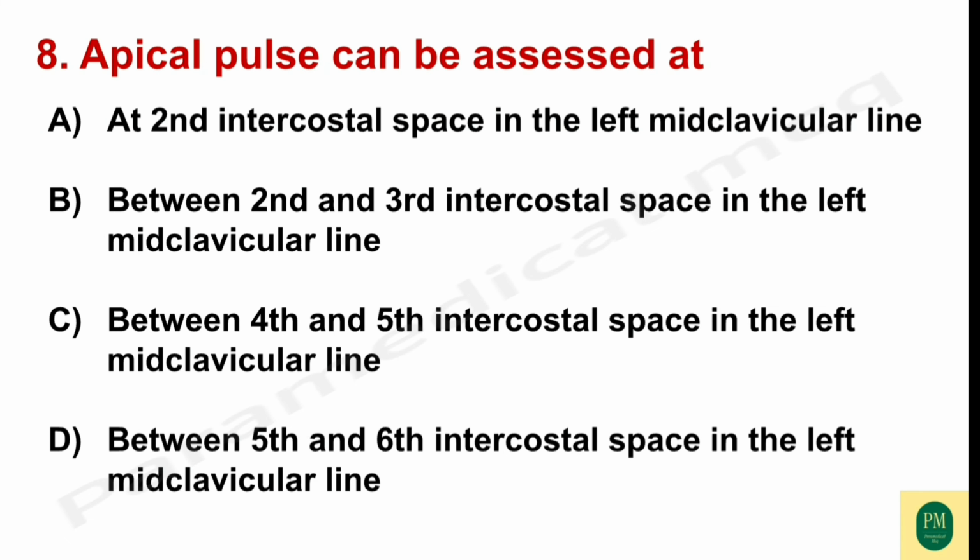Apical pulse can be assessed at: option A, second intercostal space in the left midclavicular line; option B, between second and third intercostal space in the left midclavicular line; option C, between fourth and fifth intercostal space in the left midclavicular line; option D, between fifth and sixth intercostal space in the left midclavicular line. The correct option is option D, between fifth and sixth intercostal space in the left midclavicular line.